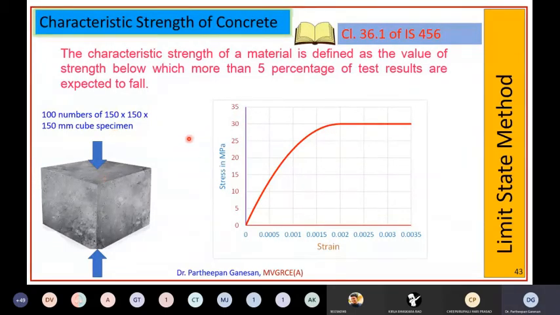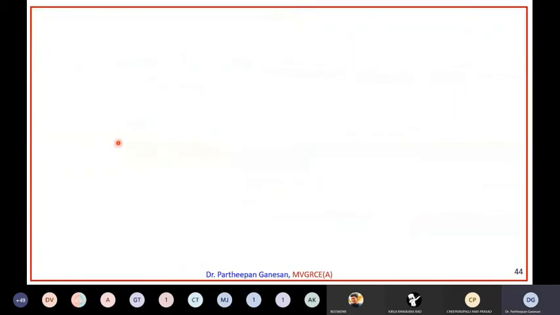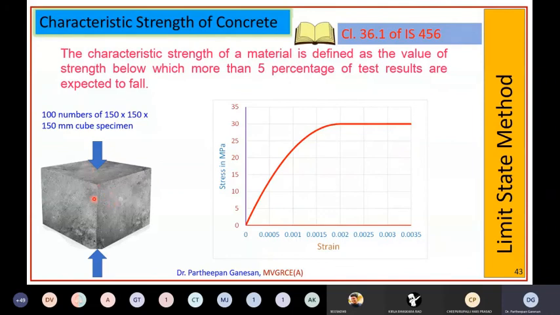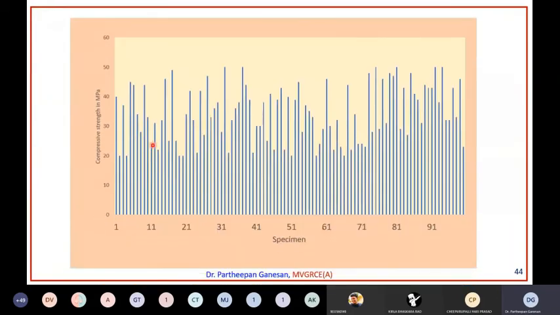But here, what you do is you take, let us say, 100 specimens and you perform a compressive strength test. You will get 100 different results like this. Results 1 to 100 are there. These are specimen 1 to specimen 100, and they have various compressive strength values. This is the y-axis, compressive strength.